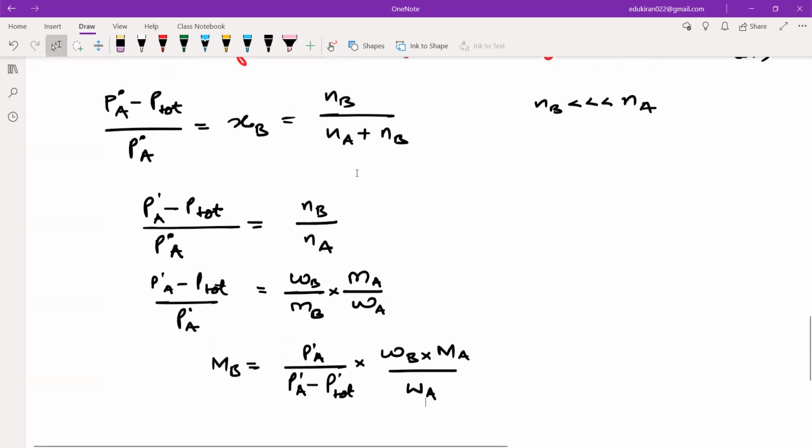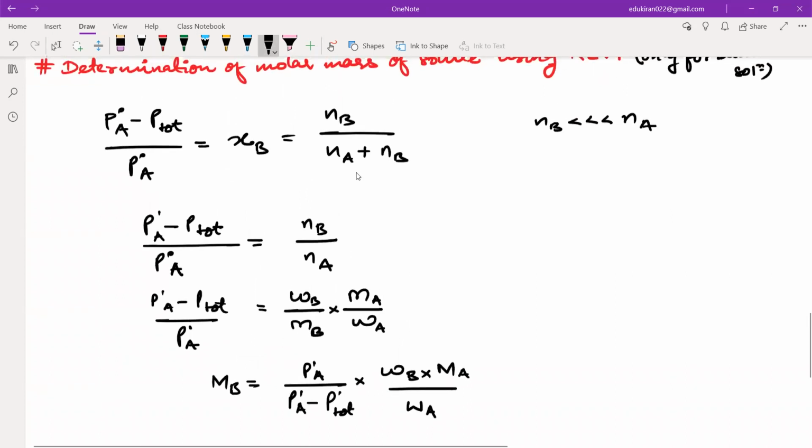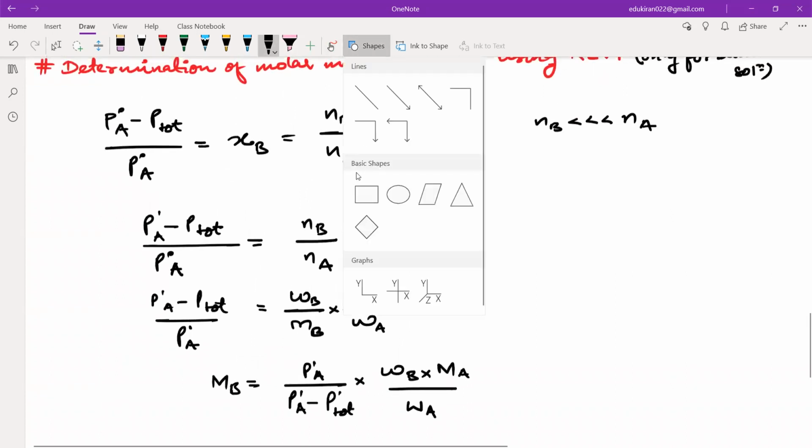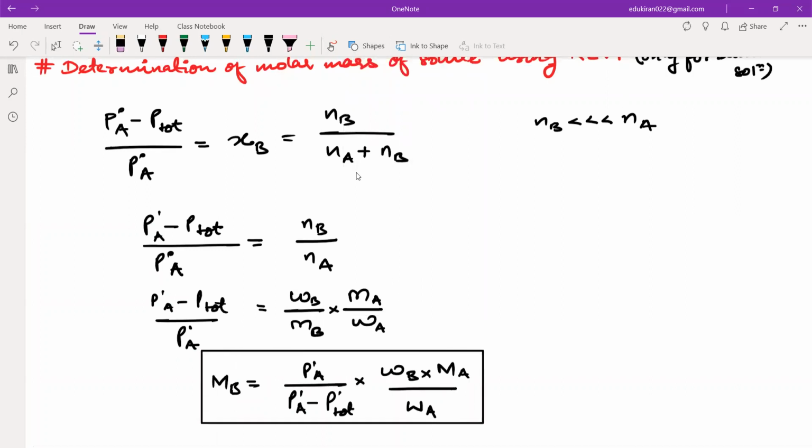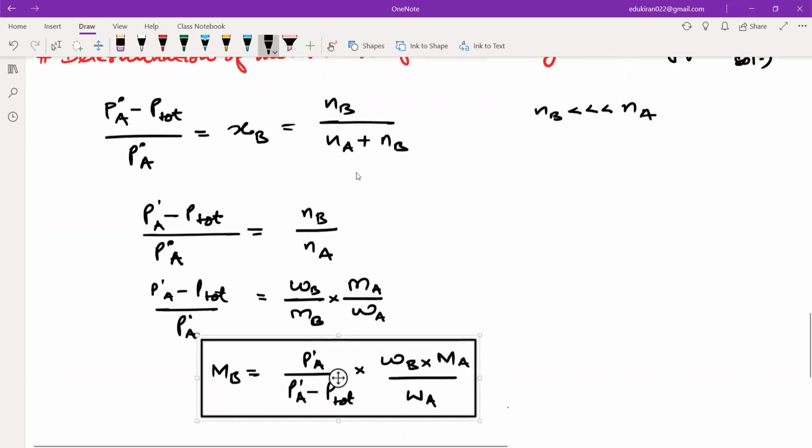I need to scroll up, right? Now see, don't put much time in memorizing this formula, okay? Because you have to memorize this whole process from here to here. CBSE, they will ask you directly a question: how would you determine the molar mass of a solute using relative lowering of vapor pressure? Okay, please write this down. Let me know when you're done. Then we'll do some questions.